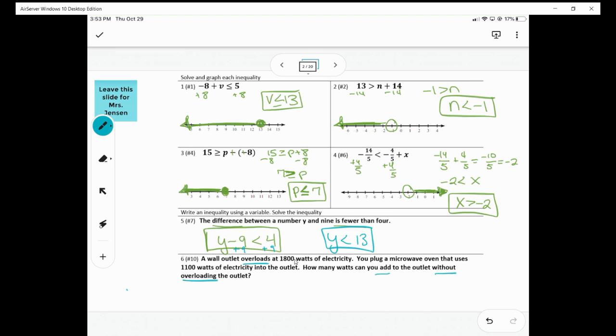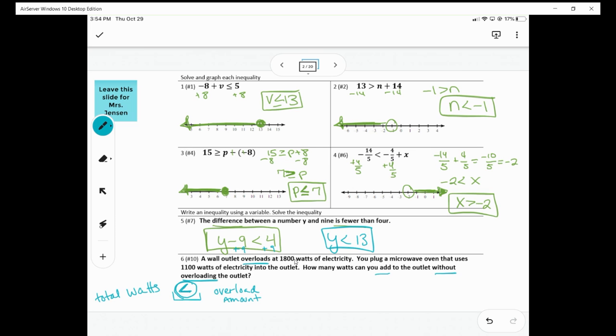So let's think about that. We have the total watts, an inequality symbol, and the amount that it would be overloaded at. So we don't want it to overload. So that means that the watts have to be less than the overload amount. Okay, not equal to, because that would overload.